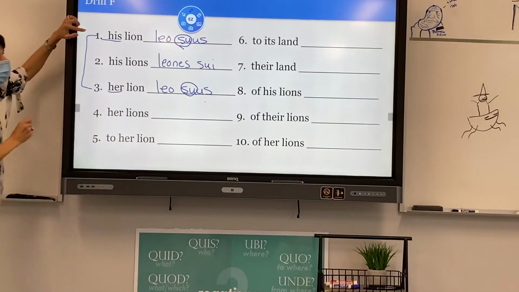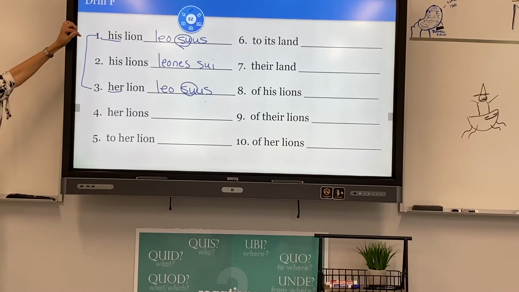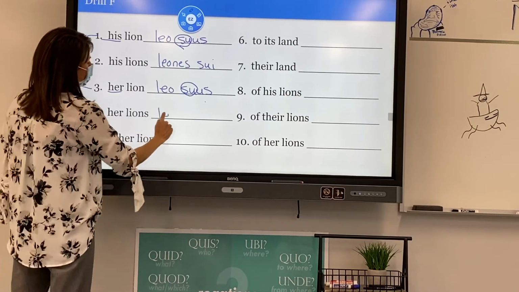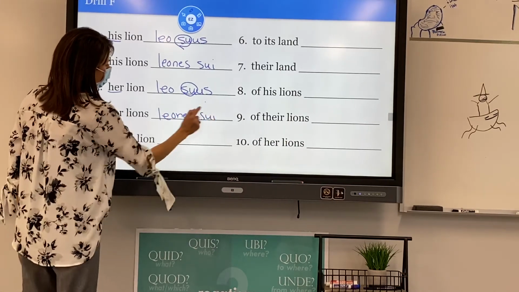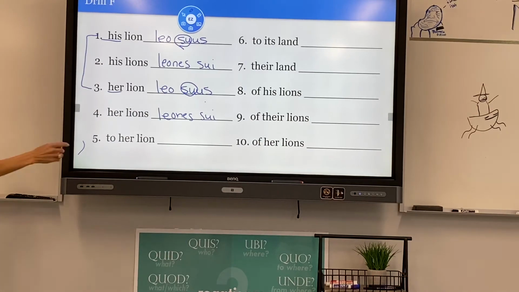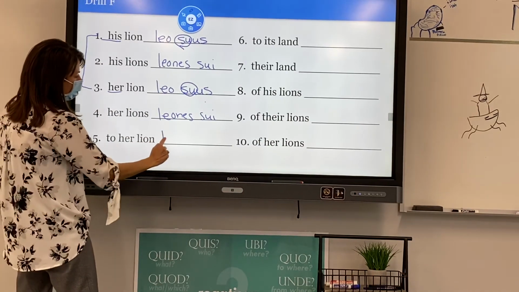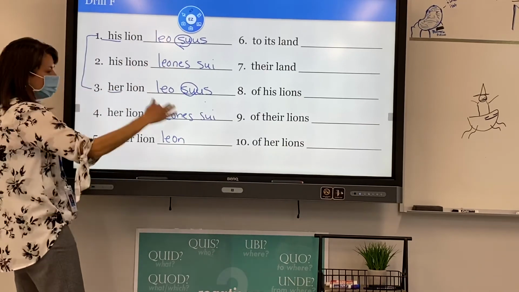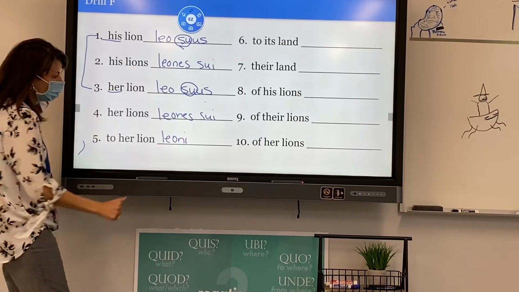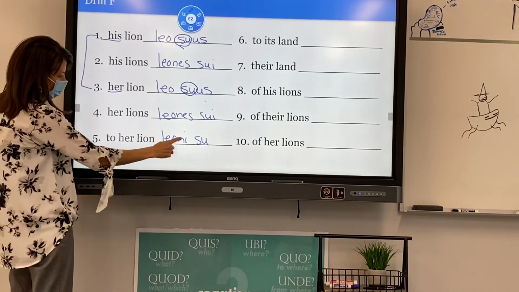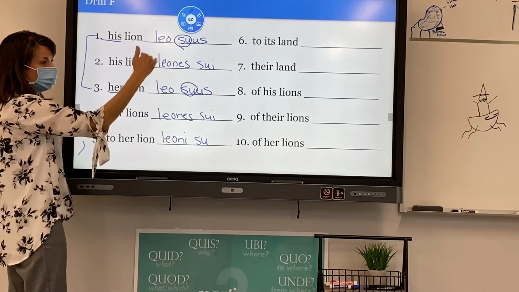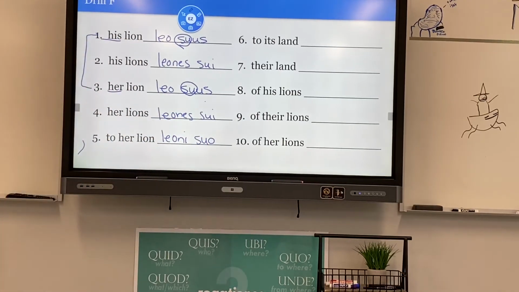subject to tell you, was it Paulo's lion or was it Paula's lion, okay? And the subject will tell you what that is. Okay, her lions would be the same as number 2, leones, sui. Okay, now to her lion, let's put lion in the dative. Blank, leoni. I'm going to get my stem, and then I'm going to get lion as masculine dative, so suus, sui, suo. Suo. Okay.